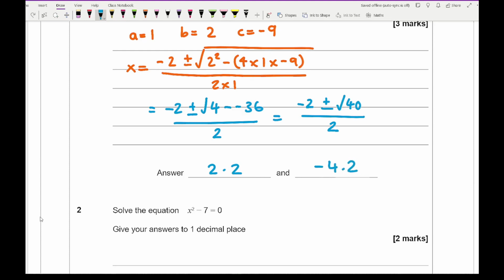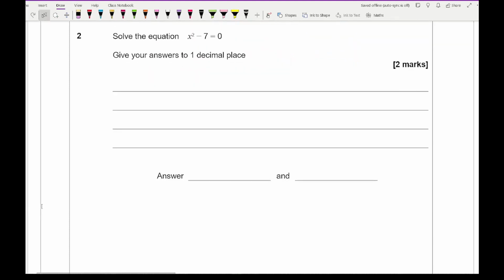Moving on to question 2, it says solve the equation x squared minus 7 equals 0. Give your answer to 1 decimal place. Now it's only worth 2 marks.